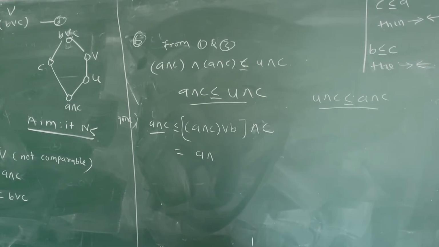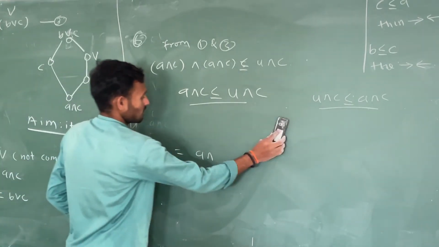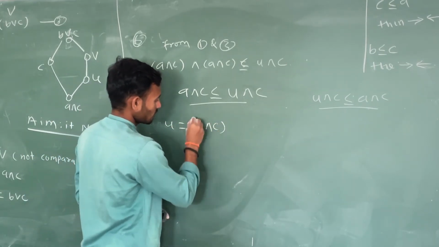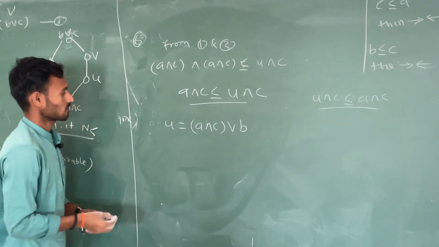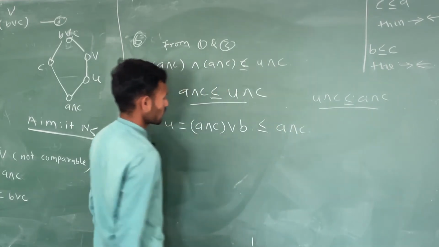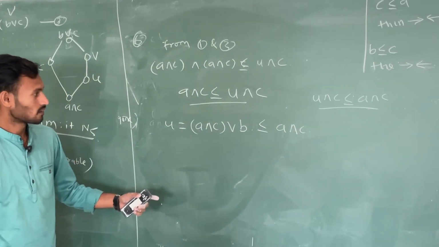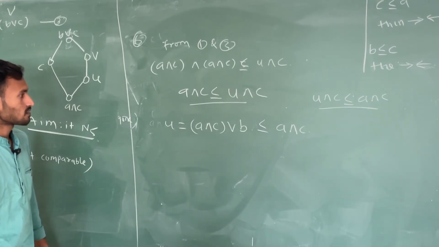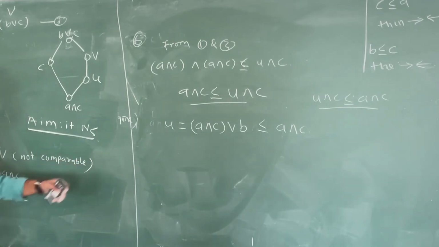See, U is the join of those two. U is the join of A meet C and B. So obviously U is less than or equal to A meet C. So when you meet with C again, you erase this. You write U is equal to A meet C join B. So the next step, less than or equal to A meet C? No, you cannot write that. It is not correct. It is greater than or equal to.